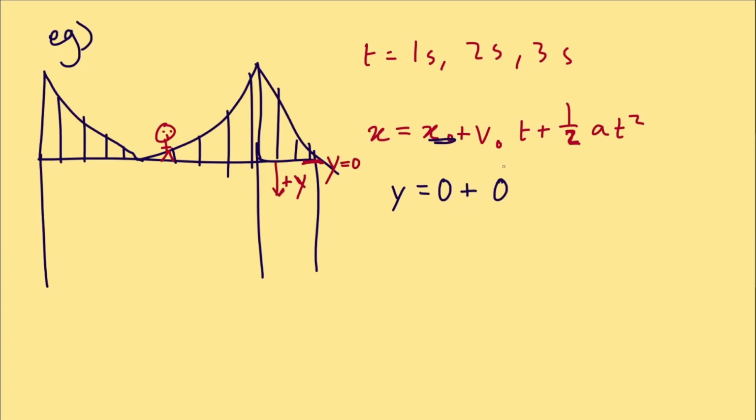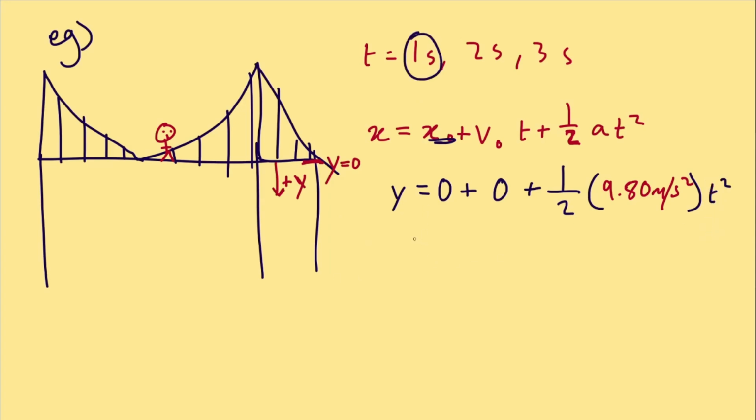The reason we know it's 0 is because of the way this problem was worded. He dropped the bolt, so it starts from 0. If he threw the bolt down, then there would be an initial velocity. Since he only dropped it, it's 0 plus 1/2. Now here we're going to plug in g, which if you remember is 9.80 meters per second squared, and time squared. So let's plug in 1, 2, and 3 for time.